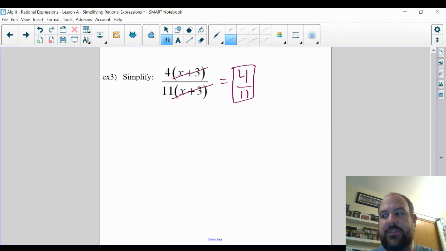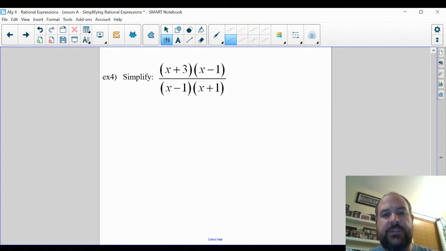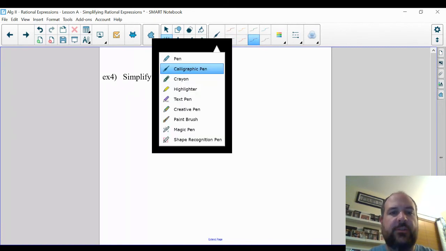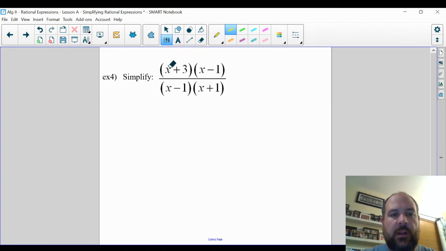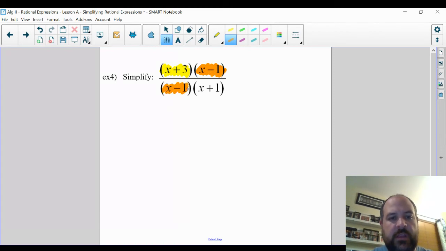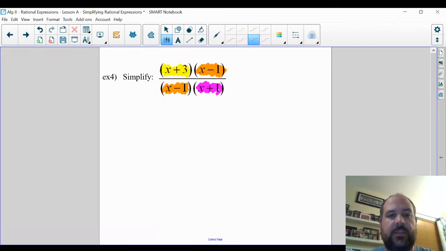All right, so let's get into something a little more complicated. Let's suppose instead of having just the 4 and the 11 multiplying a quantity, what if I had two quantities in both the numerator and denominator? Here I have x plus 3 times x minus 1 over x minus 1 times x plus 1. In this case, I really have 4 different factors that I'm looking at. The 4 factors would be the two quantities in both the numerator and the denominator. So I have the x plus 3 as a quantity, the x minus 1 as a quantity, the x minus 1, and the x plus 1. And in this case, those quantities represent the factors.